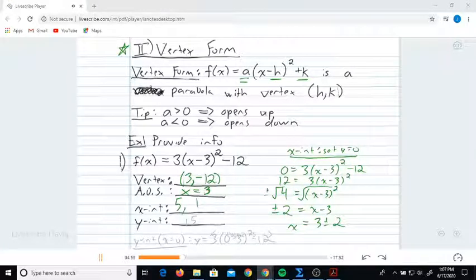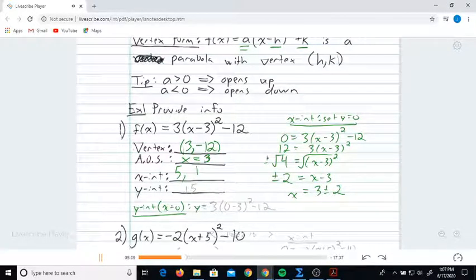And then our y-intercept, you set the x to 0. So we'll do that over here. That's where x equals 0. So when you do that, you get y equals 3 times 0 minus 3, quantity squared, minus 12. So that's going to be 27 minus 12, which is 15.